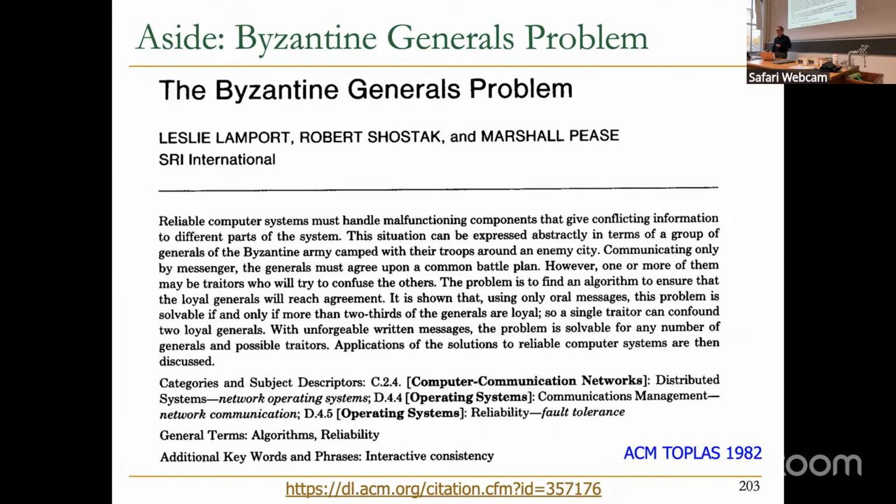Exactly. Yeah, the airplanes or distributed systems, basically. The problem is called Byzantine failure. Maybe I'll read some of this over here. I like this actually. This is a very seminal paper by Leslie Lamport, a Turing Award winner. Reliable computer systems must handle malfunctioning components that give conflicting information to different parts of the system. The situation can be expressed abstractly in terms of a group of generals of the Byzantine army.